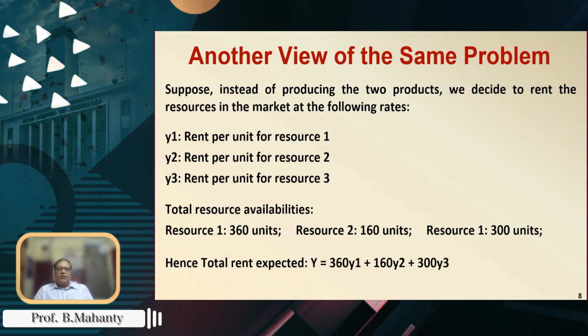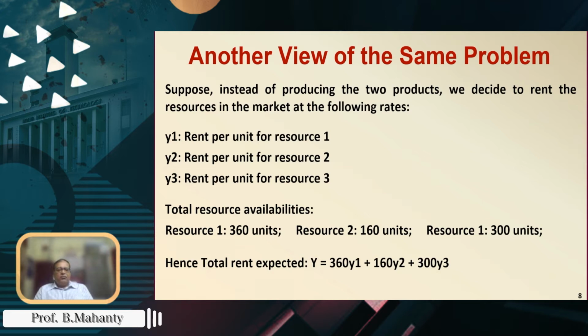So all these resources, if you give them on rent in the market, then you may not be producing any product and you will be getting some rent. So let us say that those rent values are Y1, Y2, and Y3 respectively for the three resources. Is it all right? So if Y1 is the rent per unit for resource 1, Y2 is that for resource 2, and Y3 is that for resource 3, what is the total rent that you are going to get?